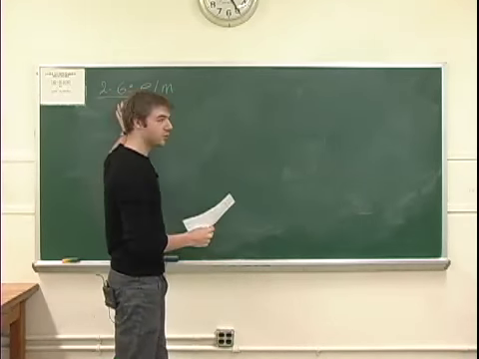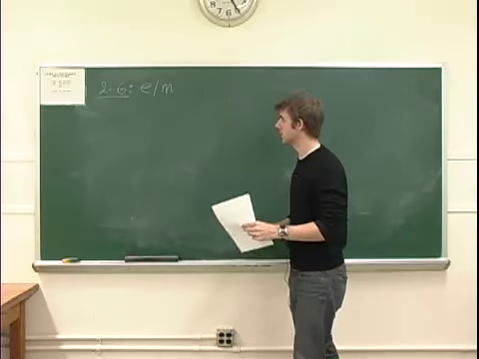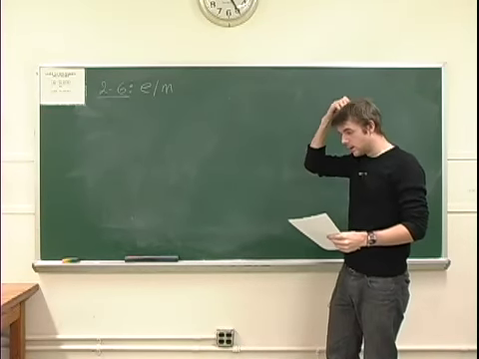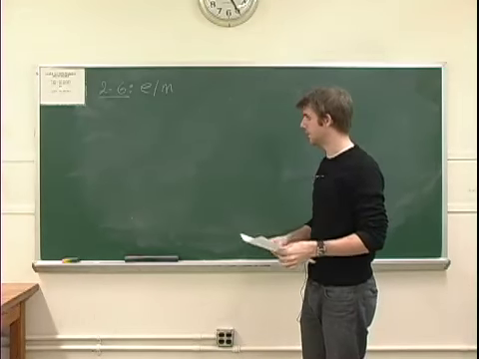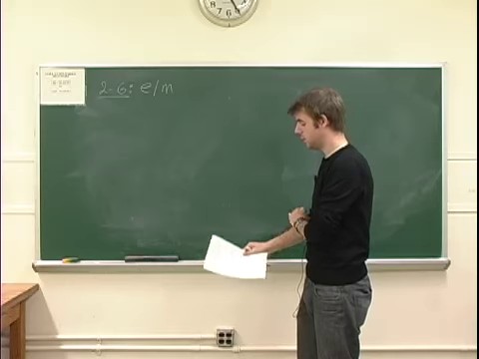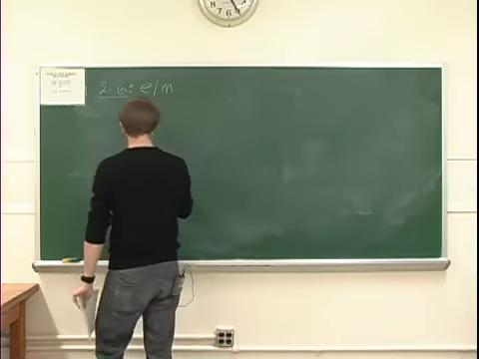Today we're going to be talking about experiment 2.6. It's the E over M experiment for the electron. This is a fairly straightforward experiment to explain. It's just a little tricky to execute. Let me go through kind of how it works.